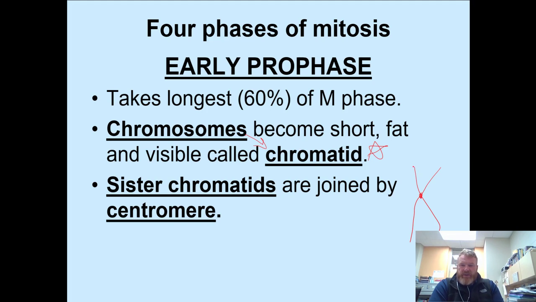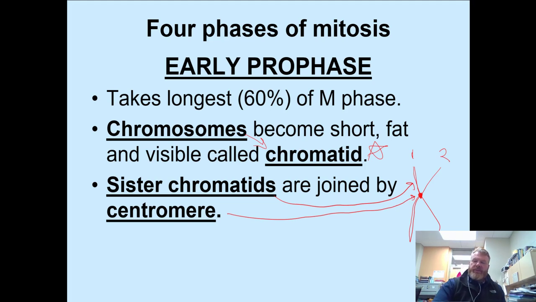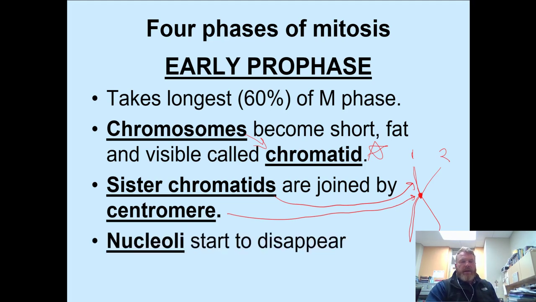So here's one sister chromatid on this side, the second on this side, and they're joined in the middle. Draw some little arrows, which I'm sure I have a picture coming up in a minute, but I like to draw. There's your centromere. And the nucleolus, remember that the nucleolus is inside the nucleus, starts to disappear.